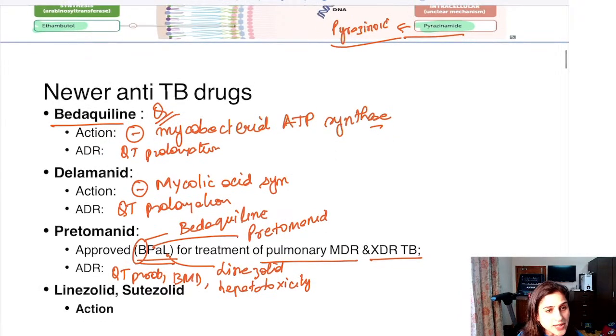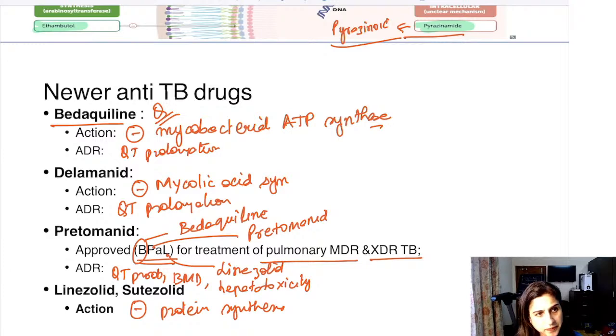Then we have linezolid and sutazolid. Sutazolid is a congener of linezolid only, and they are going to inhibit the protein synthesis. We know that linezolid also inhibits the protein synthesis. ये कुछ newer anti-TB drugs हैं जिसके बारे में you can have these points that you should be knowing. Not in details, but these points.